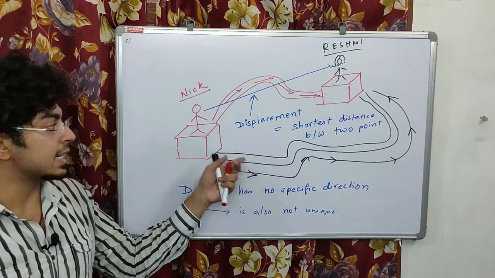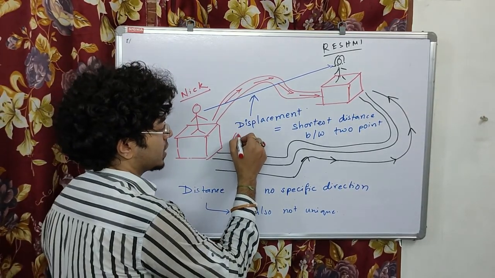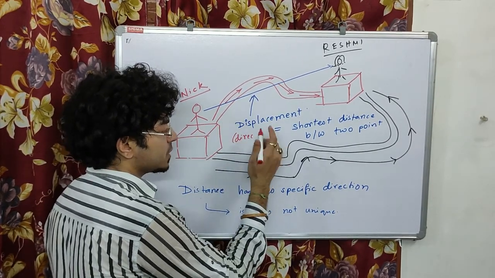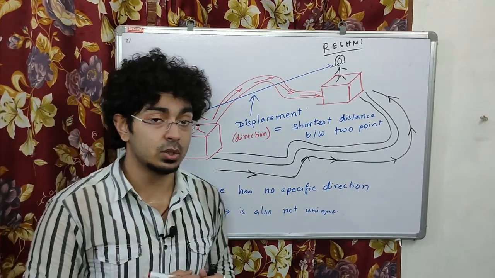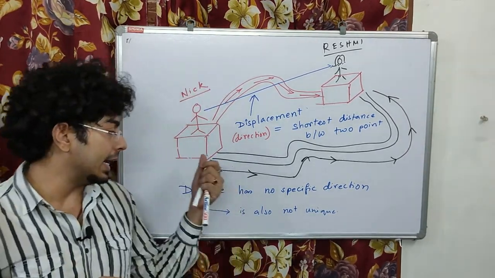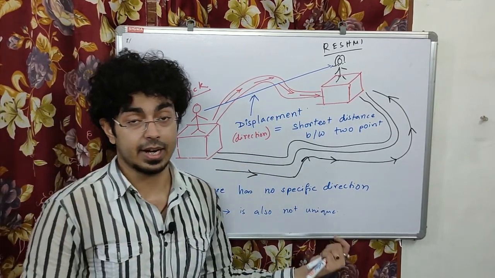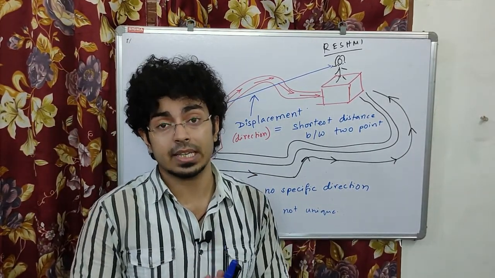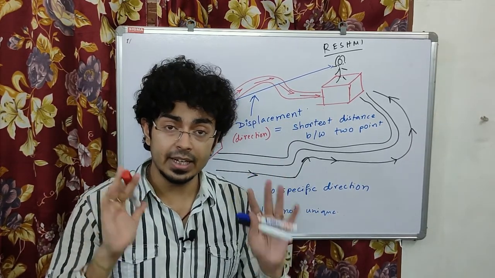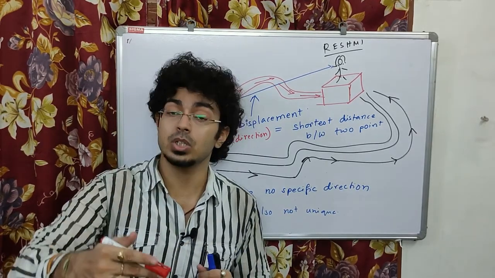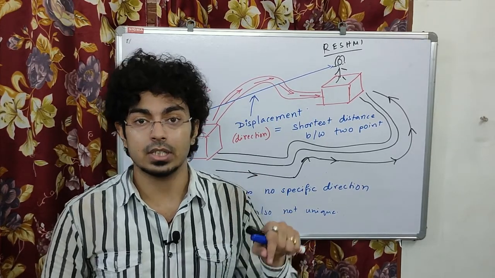Displacement has a certain specific direction. That's why displacement is said to be a vector quantity, and distance has no specific direction. That is why it is said to be a scalar quantity. Now, what is vector and what is scalar? I think I have told you in the previous chapter. If you have any doubt, I am going to make another video on vector algebra, which is very important, and you really need it for this chapter.